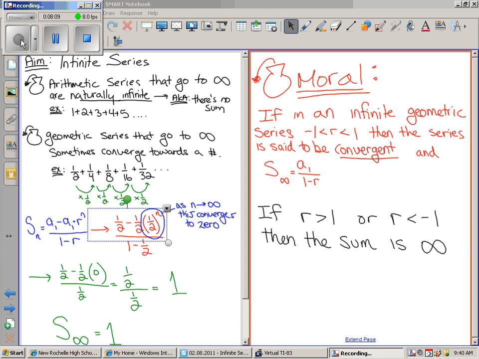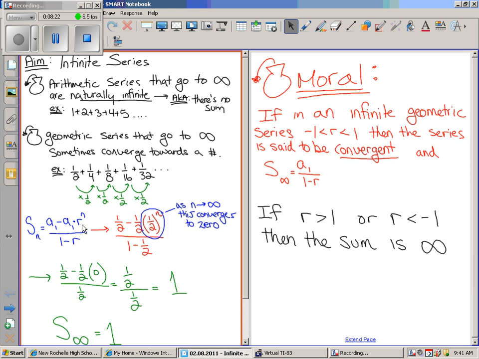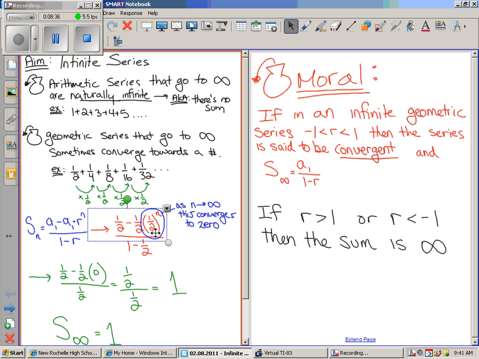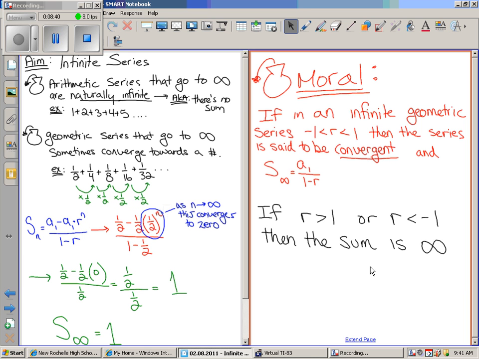Hold on one second. So here's the deal. If it indeed converges towards a number, then you can just use this sum formula instead of this one, because this thing over here becomes 0 and cancels this term out. Okay? But if r is greater than 1, or it's less than -1, then the thing inside the parentheses, as it multiplies itself, will actually grow, and the sum will be infinite, and you won't be able to calculate it.